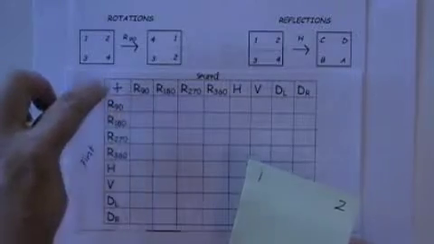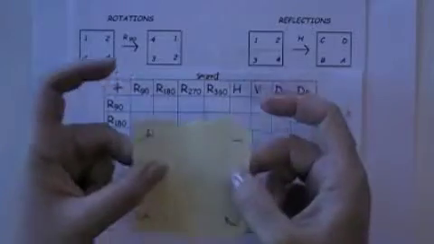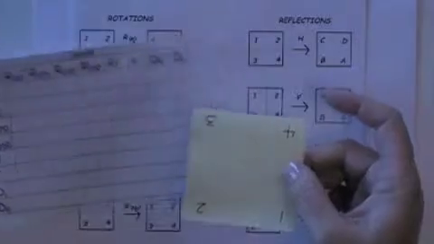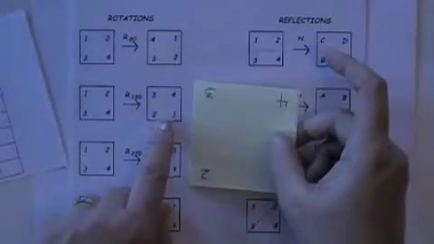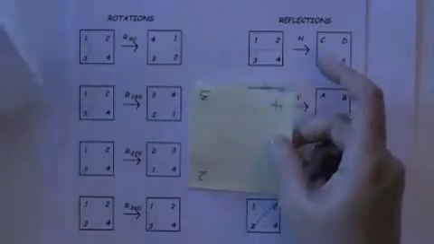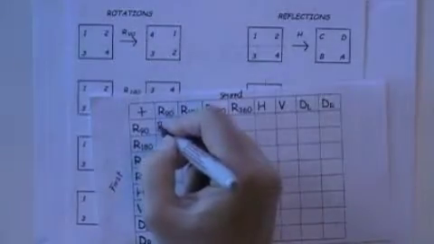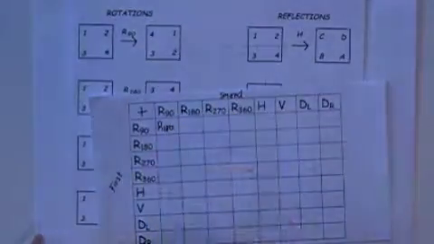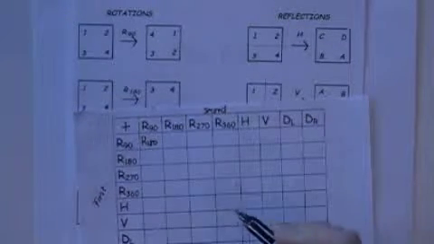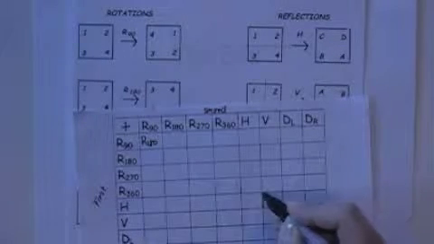A rotation of 90 followed by another rotation of 90. My initial position, rotation of 90 followed by another rotation of 90. And if I look at my chart, I can see that that position matches with a rotation of 180 degrees. In other words, a rotation of 90 followed by another rotation of 90 is equivalent to a rotation of 180 degrees.